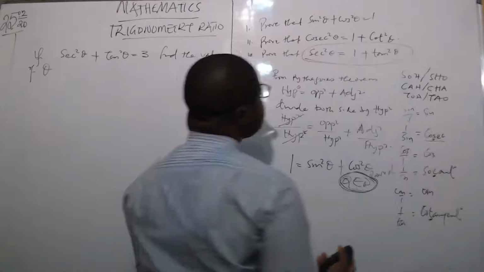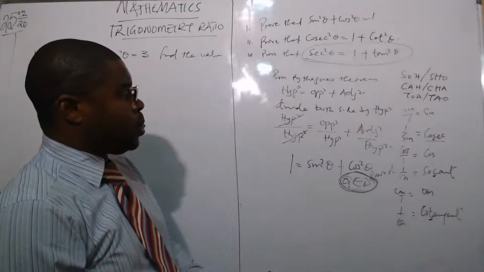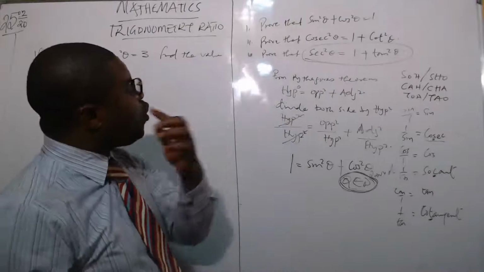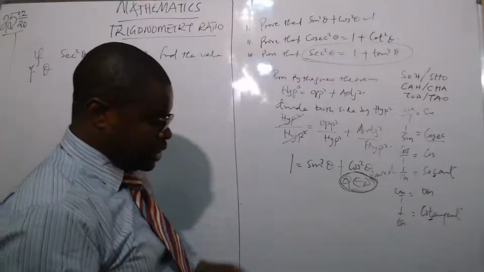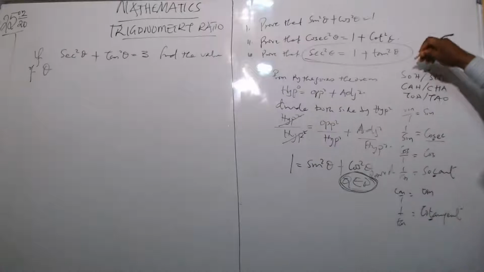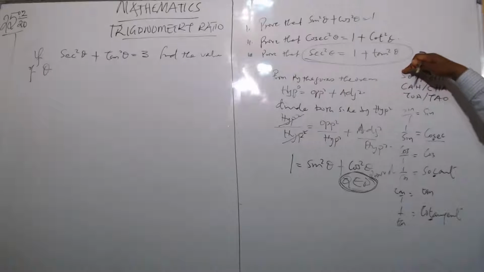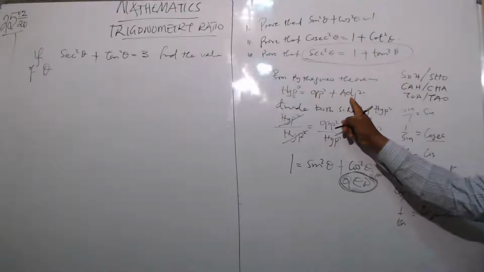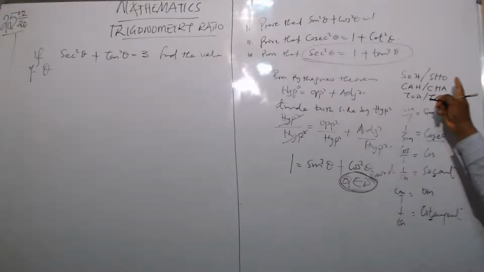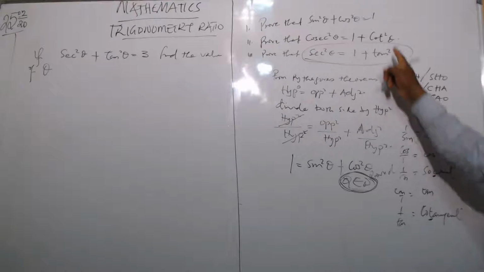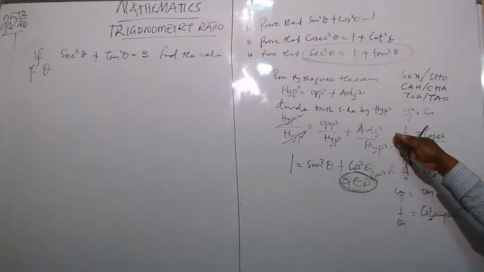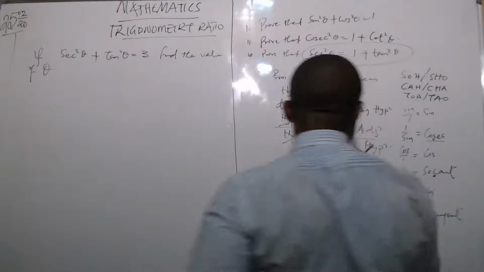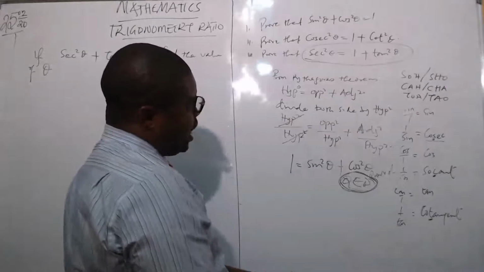Now, for the other ones too, take note of this. We said for us to get it, we need to understand this hypothesis here. Opposite over hypotenuse is equal to sine. And I know that for me to get this, knowing fully well that I'm having opposite and adjacent, I divide through by hypotenuse, and we're able to prove this, which is what I've done here.